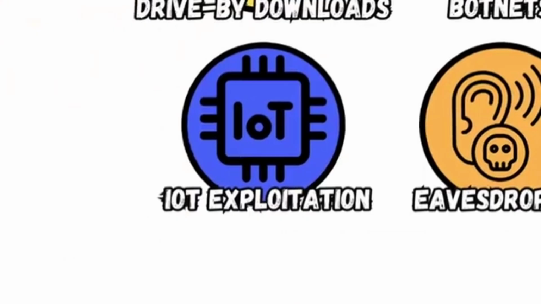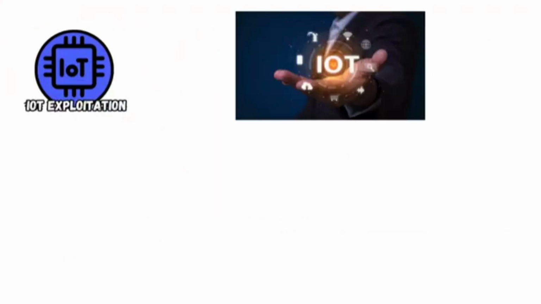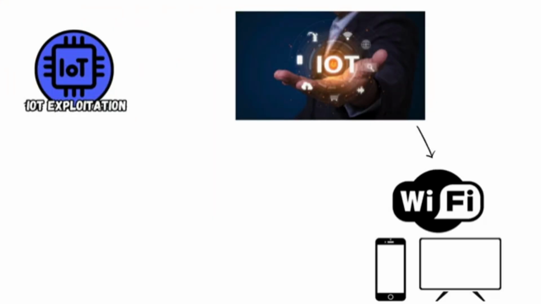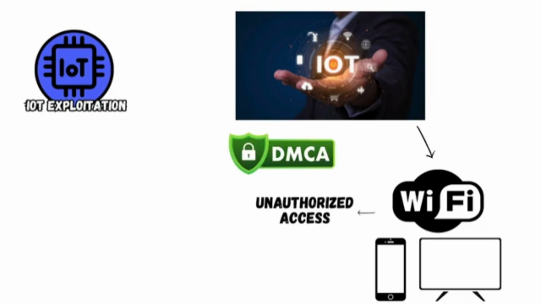And the next attack is IoT exploitation. IoT stands for Internet of Things. These are smart devices connected to the internet, such as smart cameras, routers, smart TVs, smart speakers, and smart door locks. Many IoT devices have weak passwords or outdated software, making them easy targets for attackers. An attacker gains unauthorized access to a smart security camera because it still uses the default username and default password.